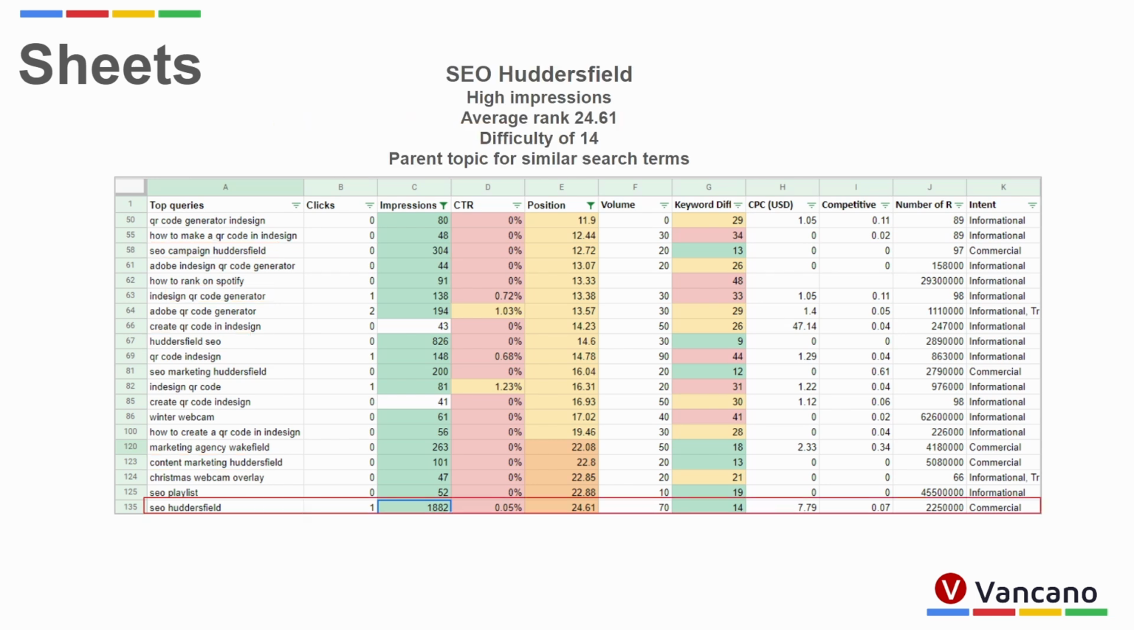You can see here I've picked SEO Huddersfield, which is a little further down than what I'd normally look at. It's in position 24. But as you can see, the difficulty is only 14, which is quite low, and we're getting a lot of impressions, which shows there's a lot of good search potential for this. In particular, the reason I've picked this one is that it's what I would call a parent topic for some of the other search terms we're appearing for higher up, such as SEO campaign Huddersfield and SEO marketing Huddersfield. By targeting SEO Huddersfield, we'd also be able to rank for the search terms we're already appearing higher up for.